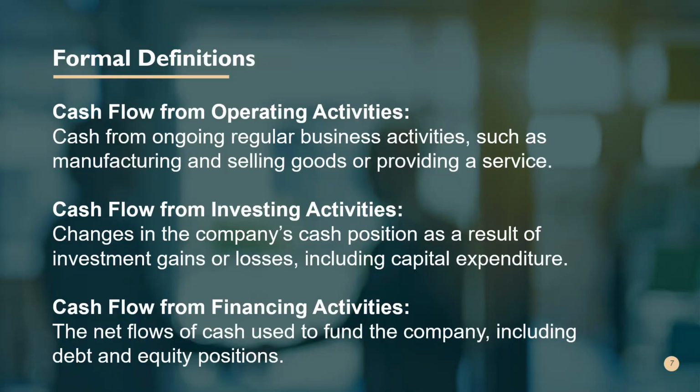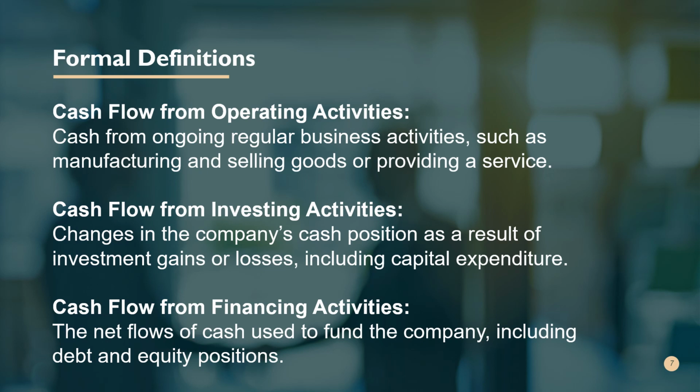Now we know how these cash flows apply, let's define them formally. Cash flow from operating activities is the cash generated from ongoing regular business activities, such as manufacturing and selling goods or providing a service for a fee. Cash flow from investing activities is the change in cash from investment gains or losses, including money spent on investments in capital assets like property, plant, and equipment.